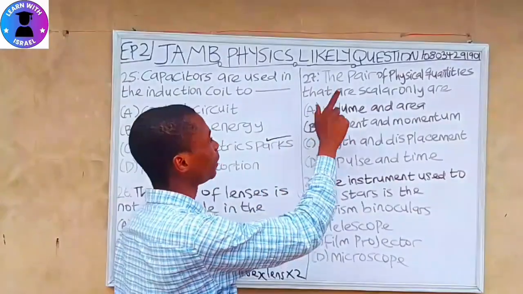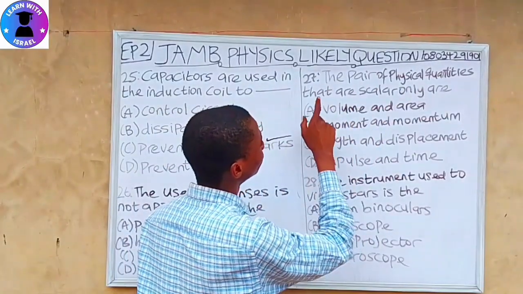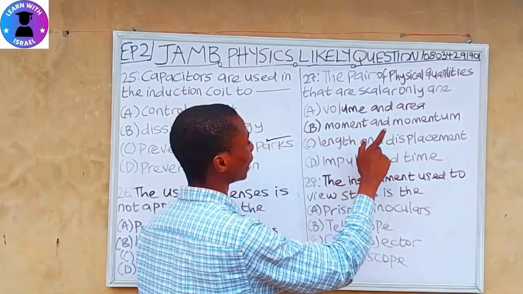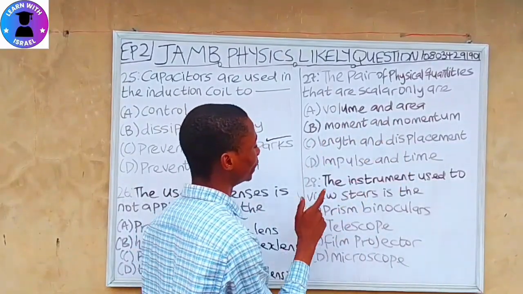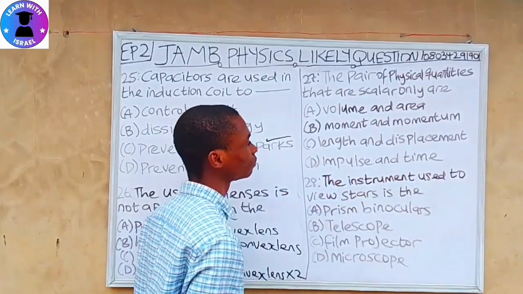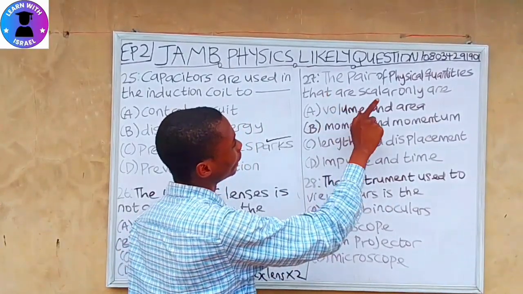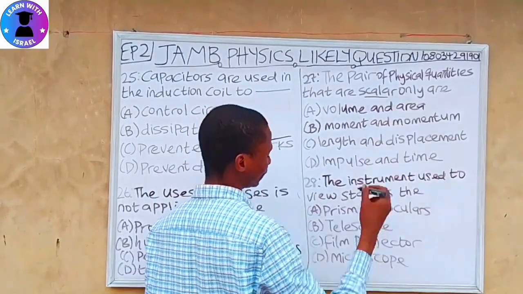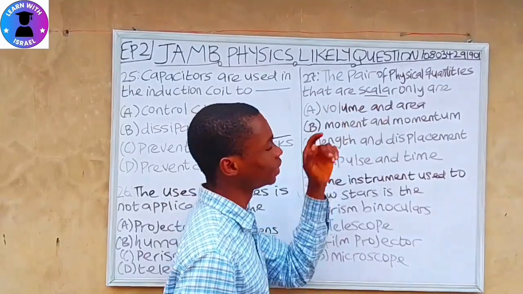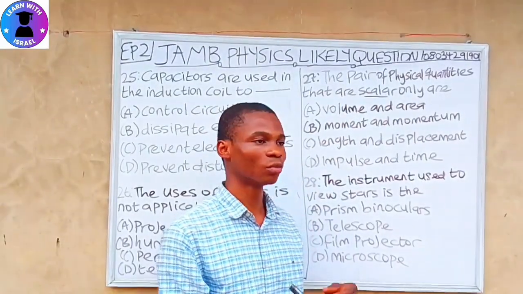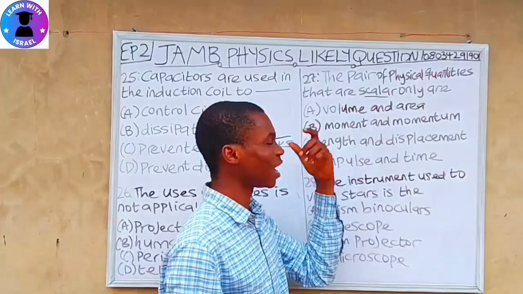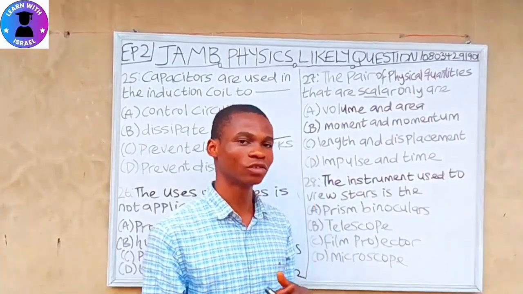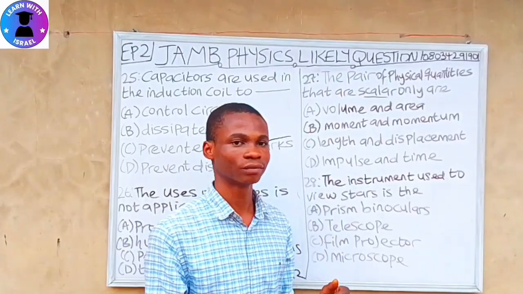Question 27. The pair of physical quantities that are scalar only are: A. Volume and area, B. Moment and momentum, C. Length and displacement, D. Impulse and time. So what's scalar? Scalar is the one that has only magnitude but no direction. We also have vector, and vector has both magnitude and direction, while scalar has only magnitude but no direction.